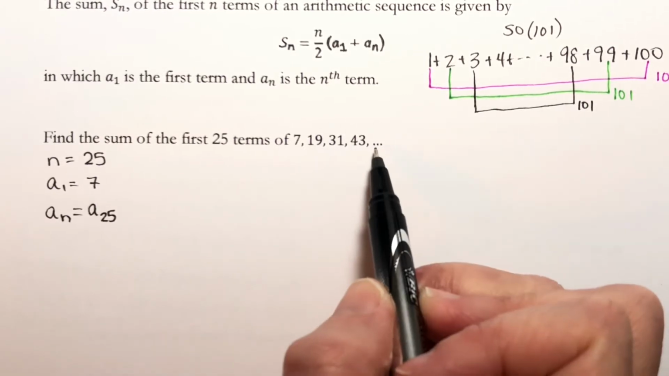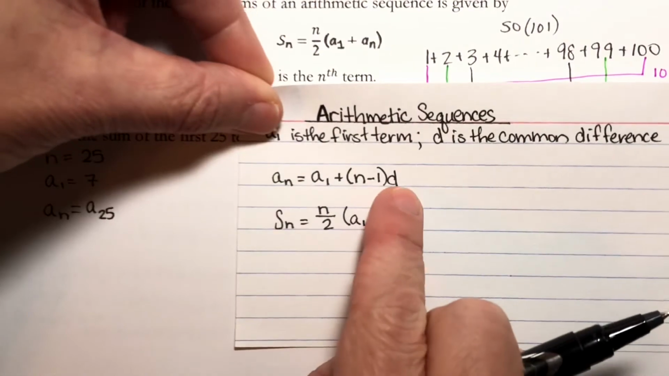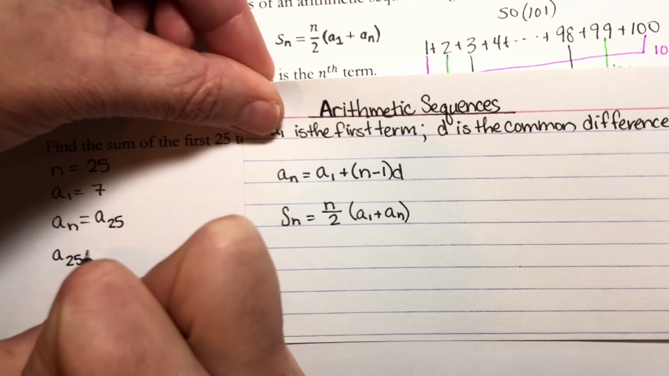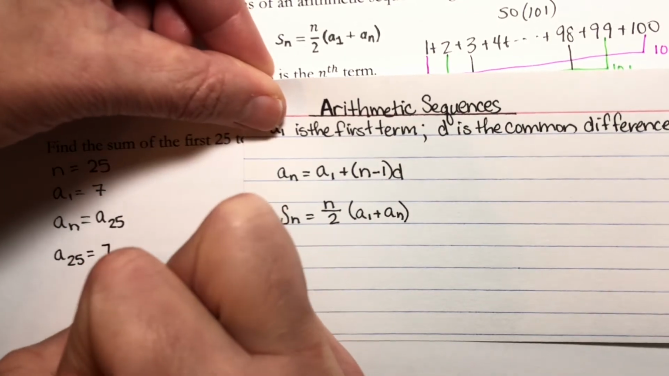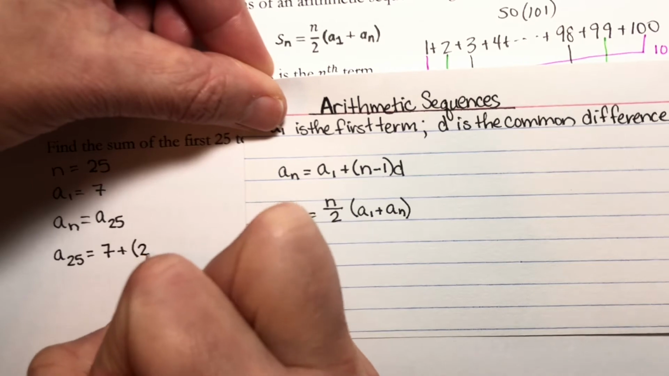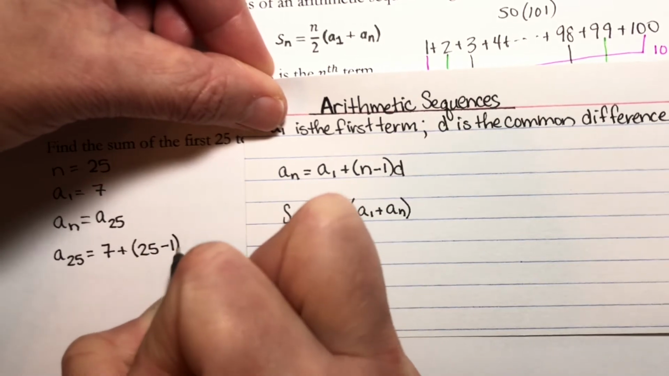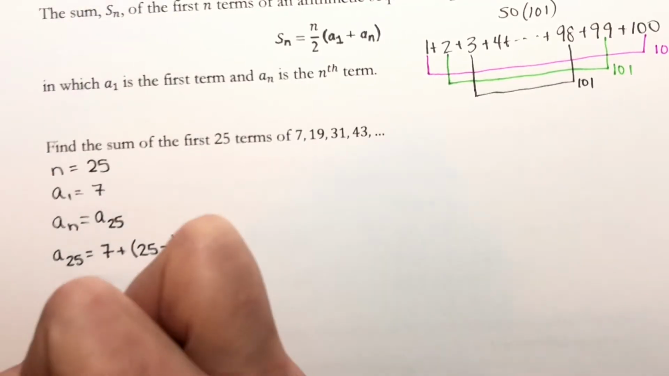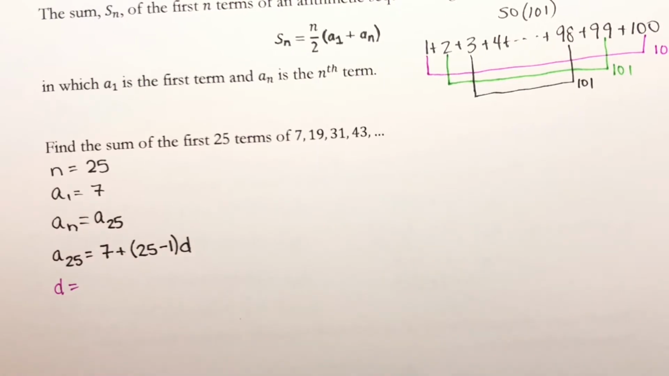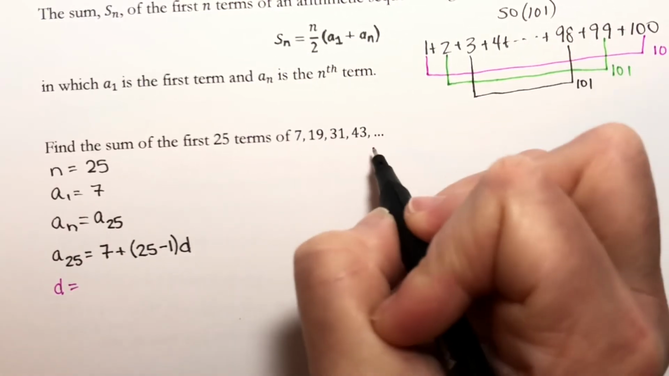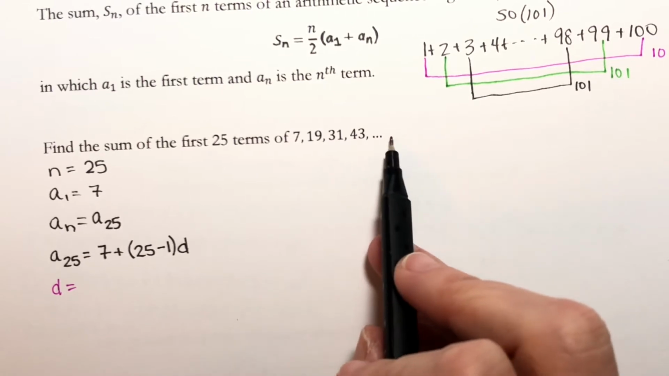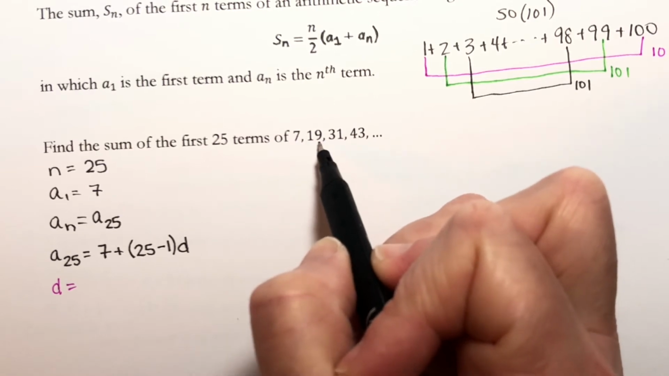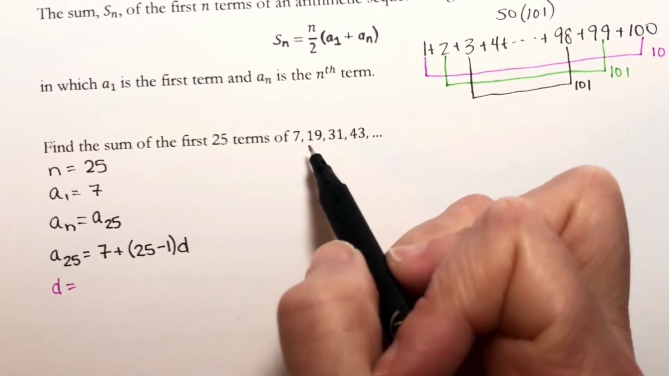Now how do I find the 25th term? That sends me to this formula right here. So a sub 25 is going to equal a1, which is 7, plus 25 minus 1 times d. Well, I don't have d yet, do I? So what is our d value? What am I adding or subtracting every time here? Well, my numbers keep getting bigger, so that tells me my d value should be positive. So what did I add to 7 to get to 19? That looks like a 12 to me.